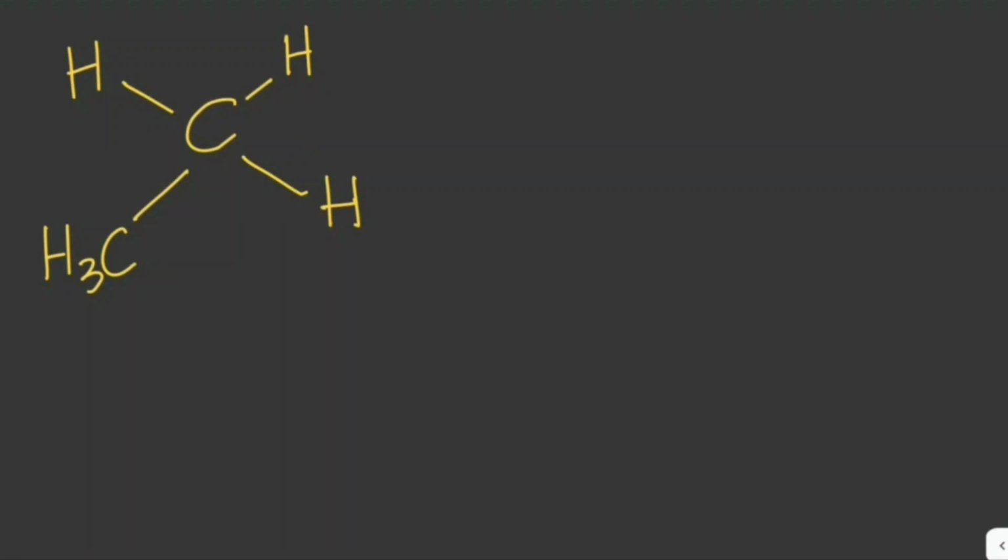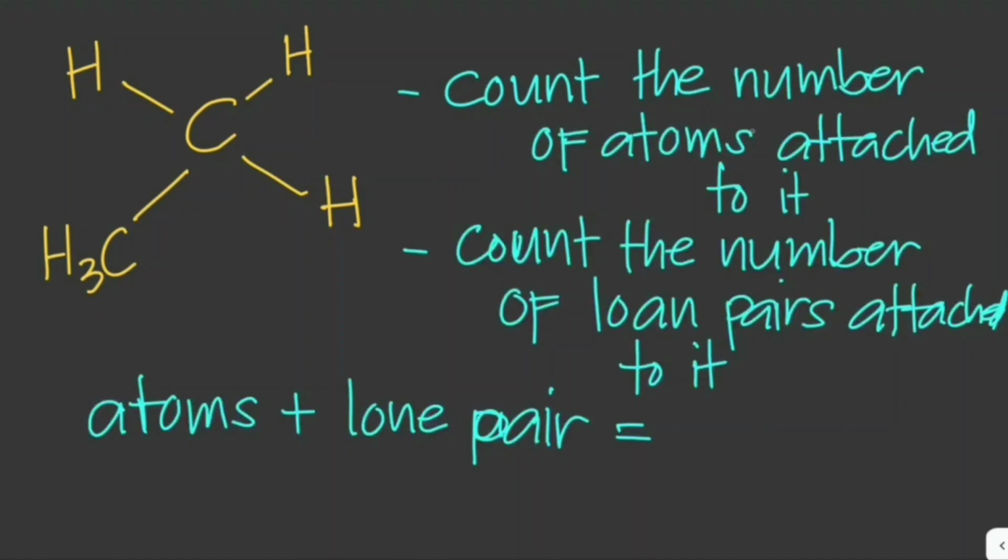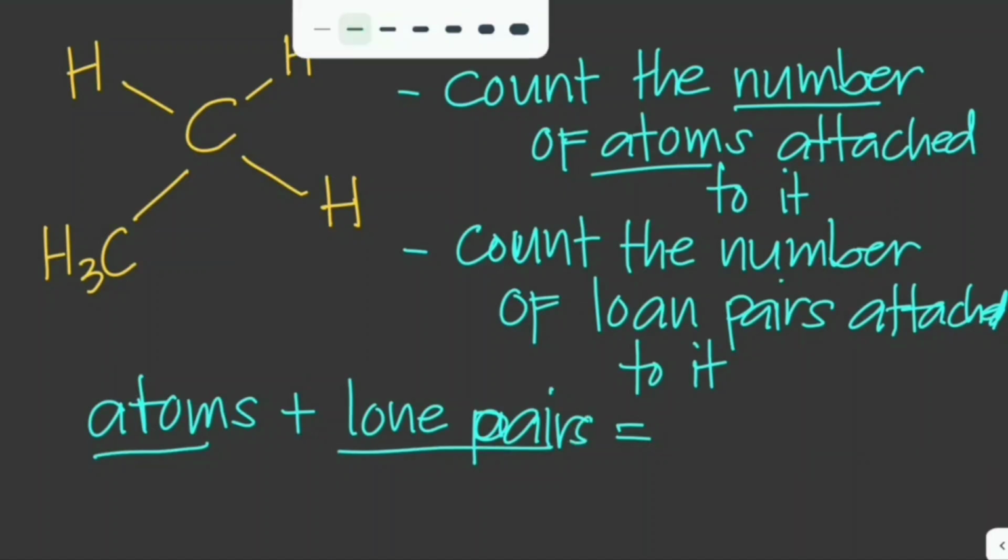Take note that we count the number of atoms, not the number of bonds. So we just have to add the number of atoms and the number of lone pairs.